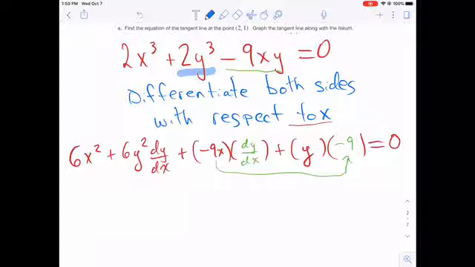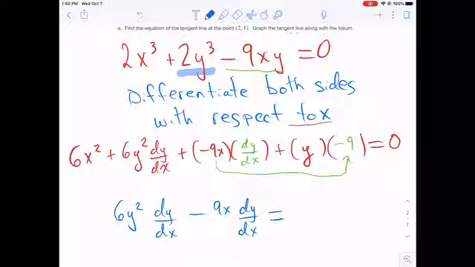So now for the next step, we put all of the dy dx terms on one side of the equation and kick all the others over to the other side. So the negative 9y becomes positive 9y right from there, and the 6x squared becomes negative 6x squared.